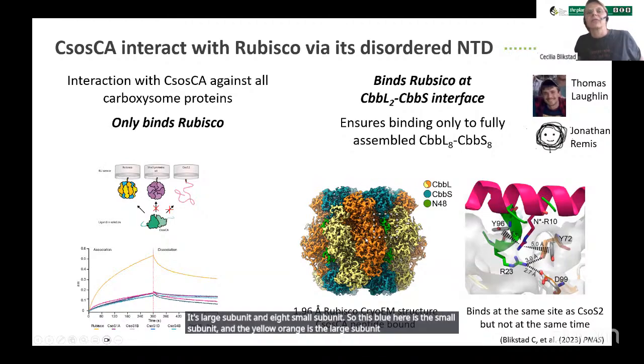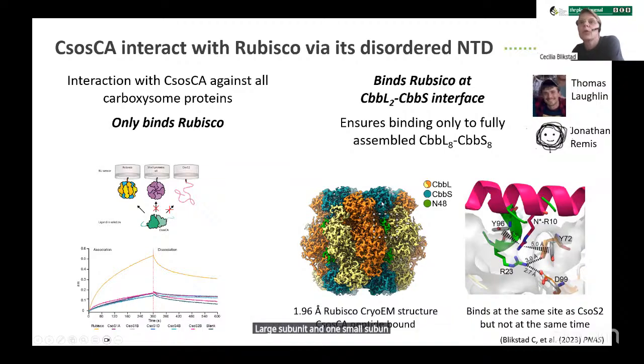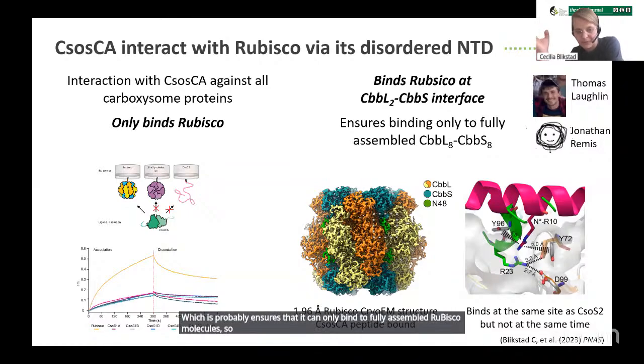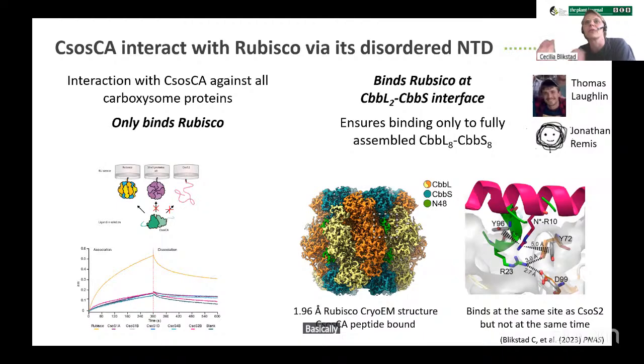So we find that rubisco has 8 binding sites for this peptide, and it binds in a cavity between 2 large subunits and 1 small subunit, which probably ensures that it can only bind to fully assembled rubisco molecules. It will not bind to non-functional rubisco.